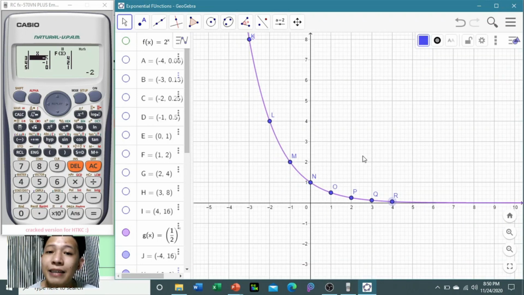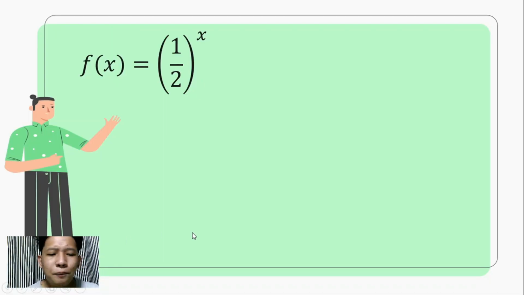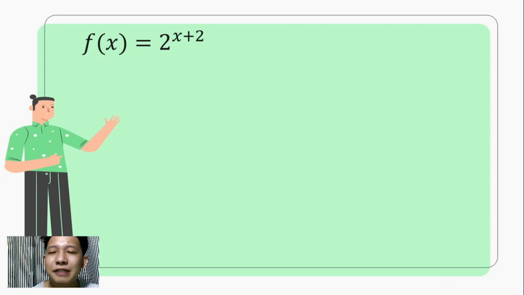So that's how we graph our exponential function. Okay? But what if we make modifications to the function? Suppose we have this one. Ang ginawa natin dito is nag-add tayo ng certain value sa ating exponent mismo. So that would be f of x equals 2 raised to x plus 2. So ano pong mangyayari sa graph niya?